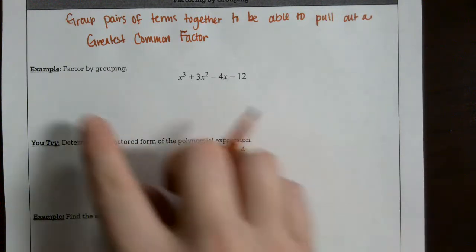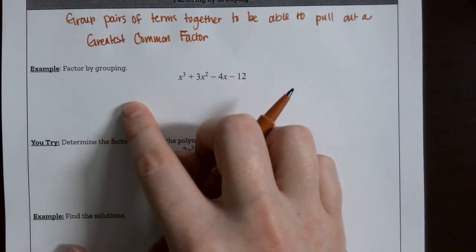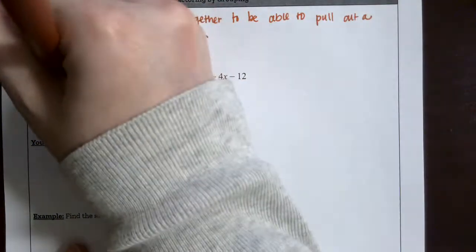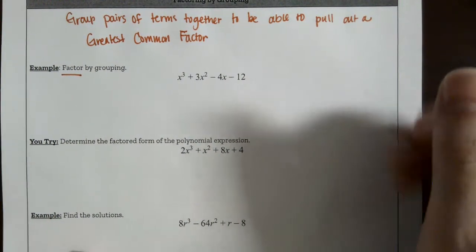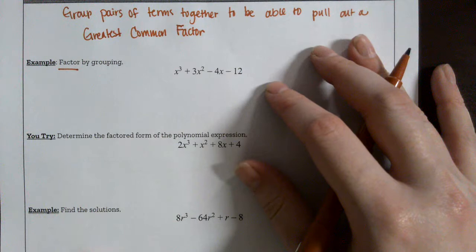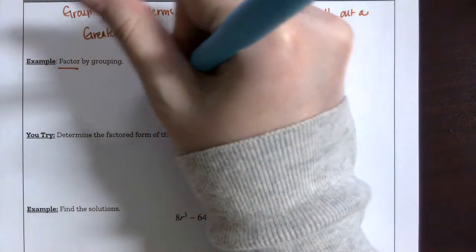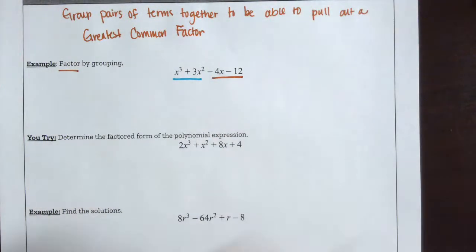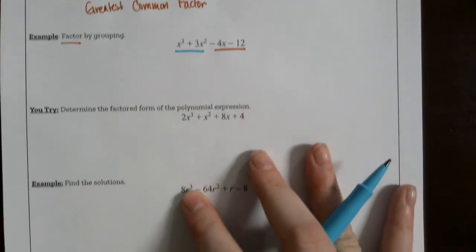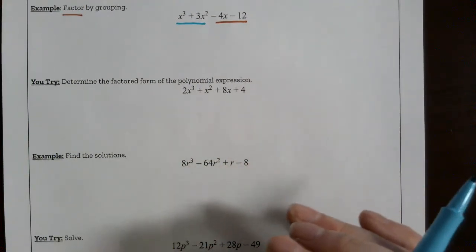And in this first example, this is just factor by grouping. So I am just going to factor these. I don't actually have to solve it; I just have to get it to factored form. So what I'm going to do is group pairs together, and it's typically the first two and the second two. I like to use two different colors so I can see my pairing. And I'm going to find a greatest common factor for each.